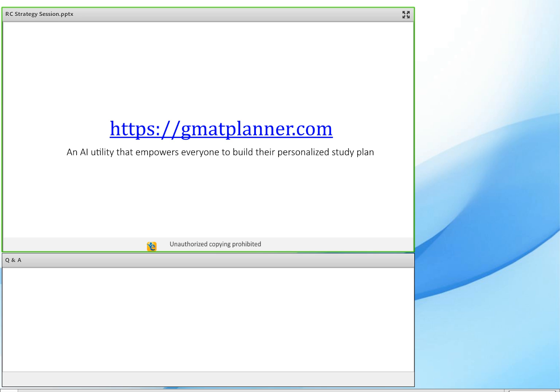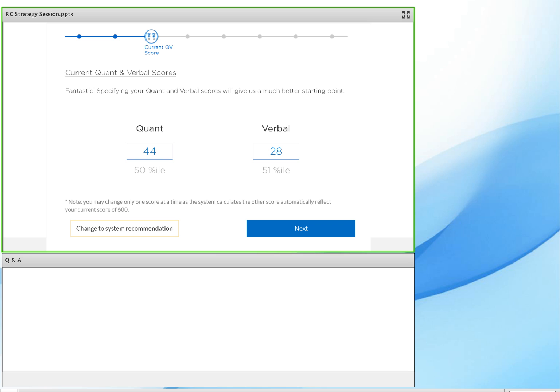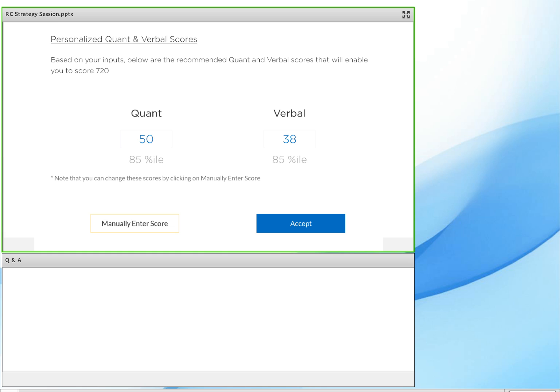Now, once you have your starting abilities, you have to set your target milestones. How do you go about doing that? We've created an AI-driven utility that empowers each and every one of you to create your personalized study plan. So you put in your starting abilities there, and it will tell you what your target abilities are. Here's a workflow within GMAT Planner. It'll take in your current quant and verbal scores. You can get these scores from Sigma X Mock. It'll then tell you, if you want to get to that 720, what should be the quant and verbal score that you need to target.